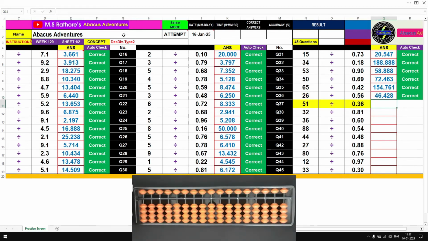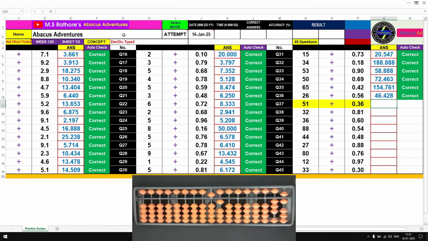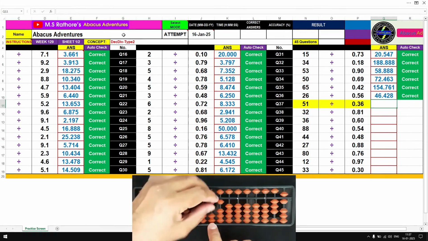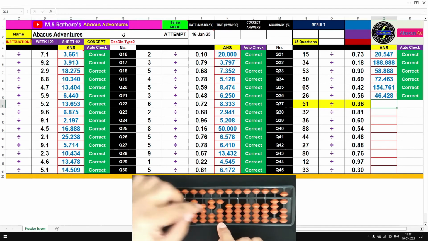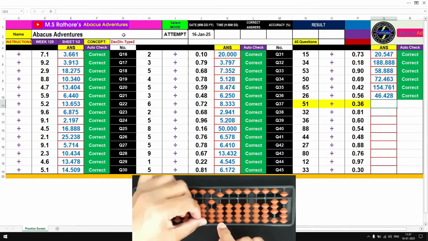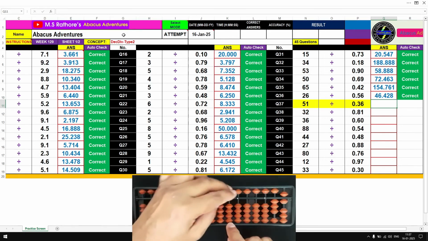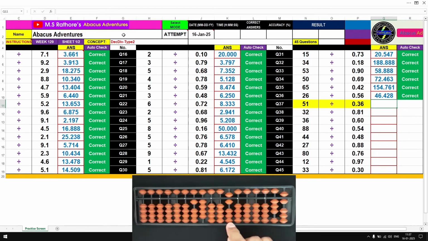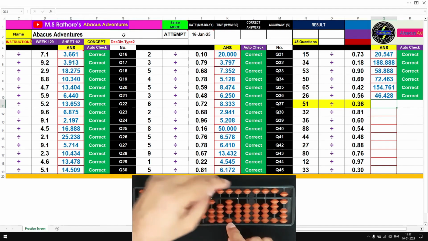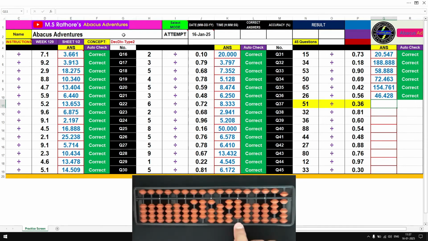Question number 37, 51 divided by 0.36 or 51 divided by 36. My finger is below 5. 3 ones are 3, shifted 6 ones are 6, new number is 15. 3 fours are 12, shifted 6 fours are 24, new value is 6. 3 ones are 3, shifted 6 ones are 6, new number is 24.